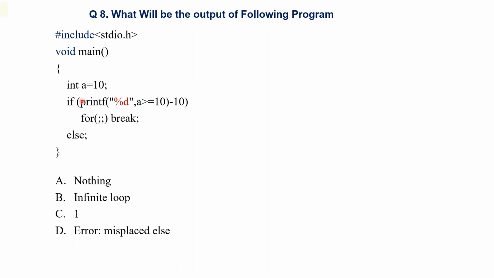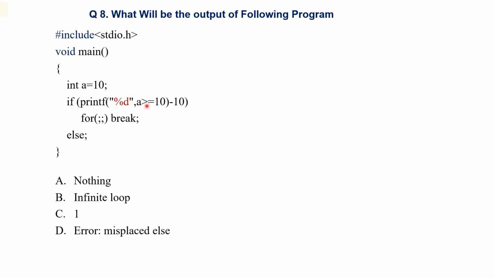So hence let us see what output this if else will generate. So here firstly this if statement will be executed, where the if expression contains the printf function. So firstly this function will be executed. So the first argument of the printf function is %d, which is used to print the integer value, and the second argument here is a greater than or equal to 10, which is a relational expression. So the value of a is here 10, 10 greater than or equal to 10. So this condition is true, and by default true means value 1.